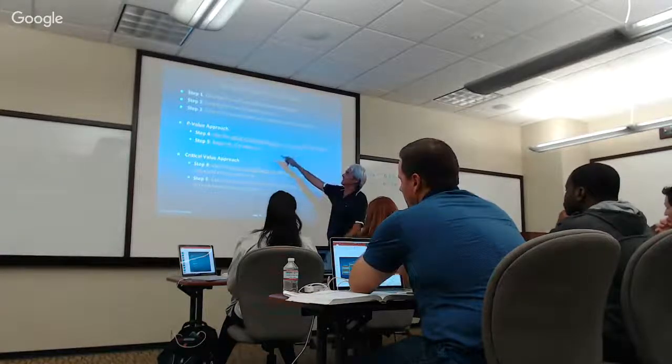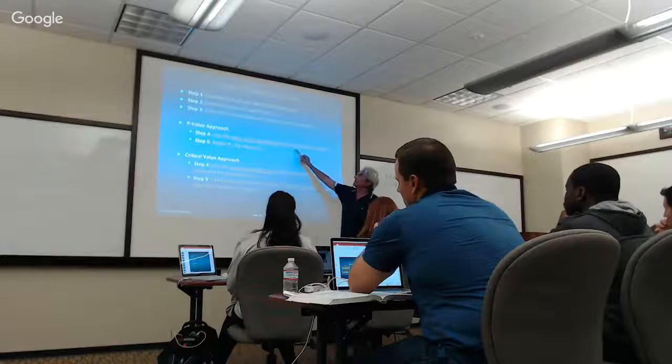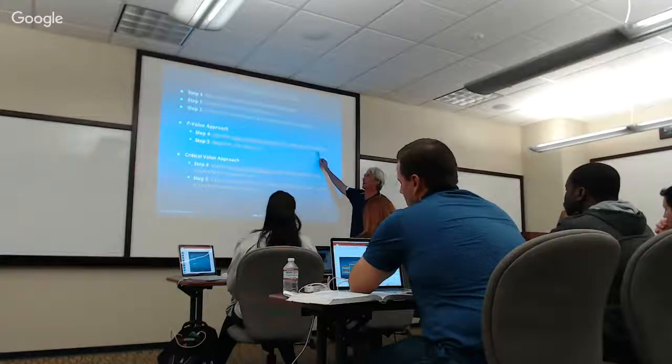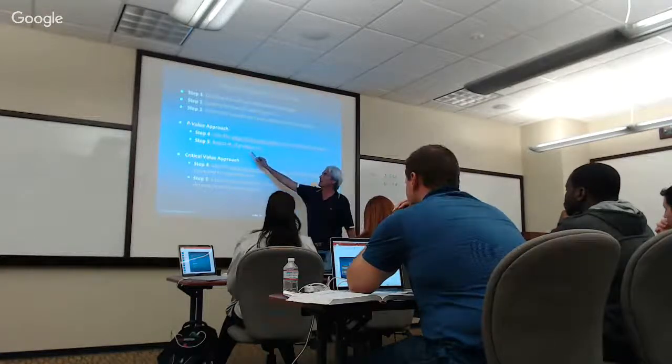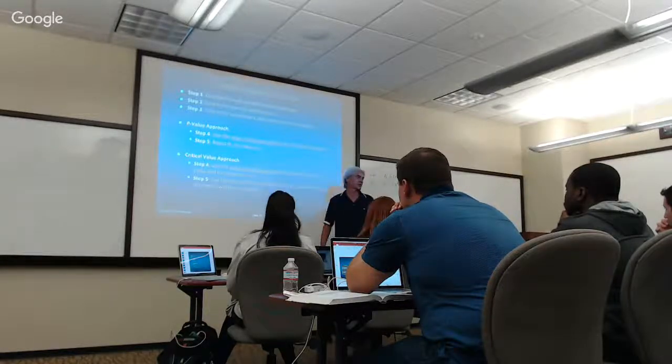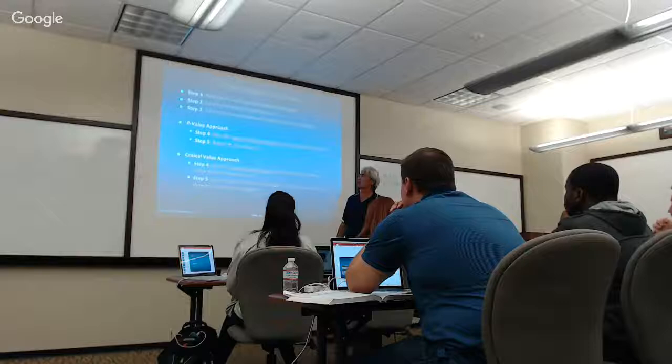So how do you do it? Collect the sample data, use the value of the test statistic, and compute the p-value. Confront that p-value with your level of significance. That's going to tell you whether or not you're going to accept or reject the hypothesis.